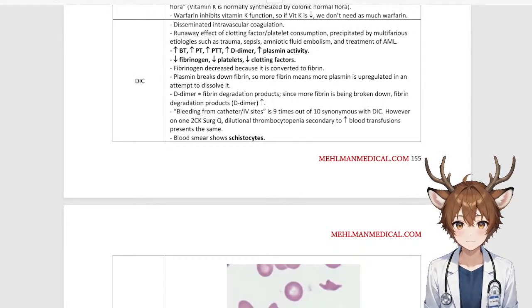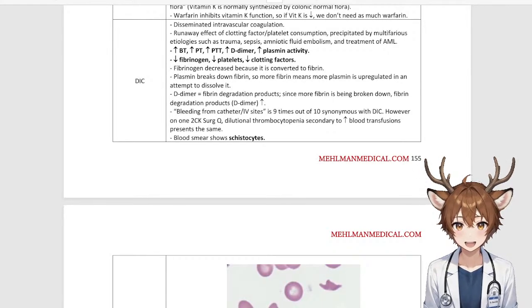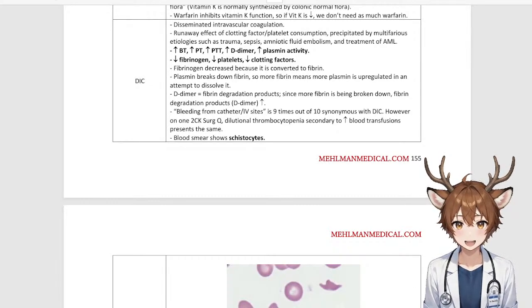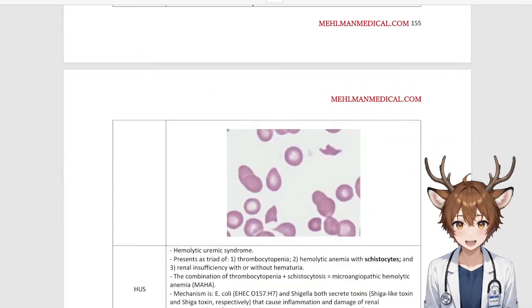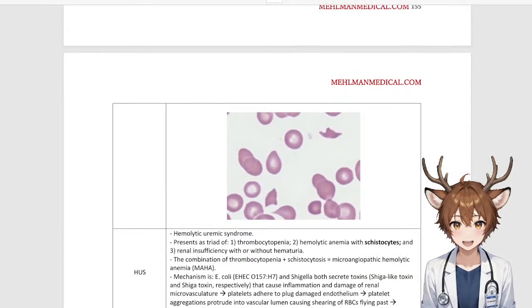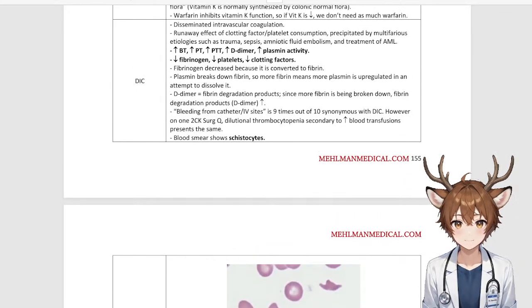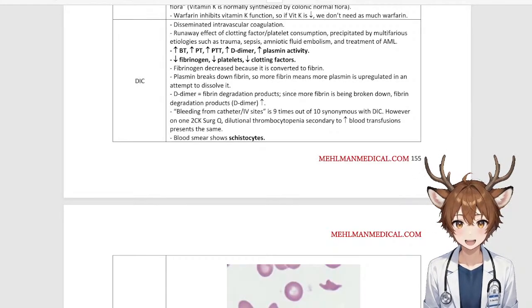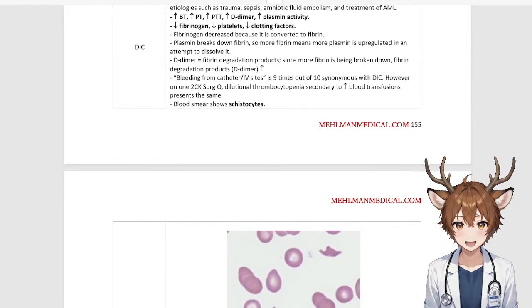Make sense? Bleeding from the catheter or IV sites is 9 times out of 10 synonymous with DIC. However, on 2CK surge questions, dilutional thrombocytopenia secondary to elevation in blood transfusions presents the same. Blood smear shows schistocytes, and you can see the schistocytes right there for DIC. Okay. For DIC: elevated bleeding time, elevated PT, elevated PTT, elevated D-dimer, elevated plasmin activity, decreased fibrinogen, decreased platelets, decreased clotting factors. You see schistocytes.